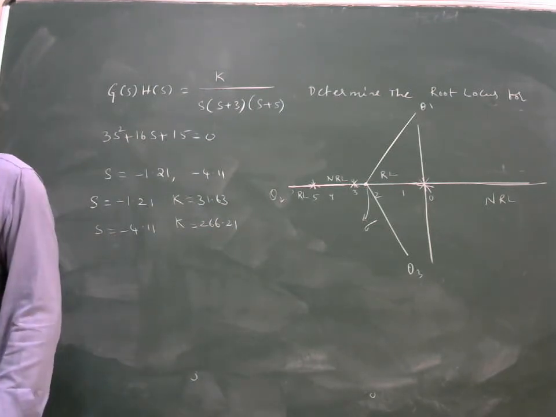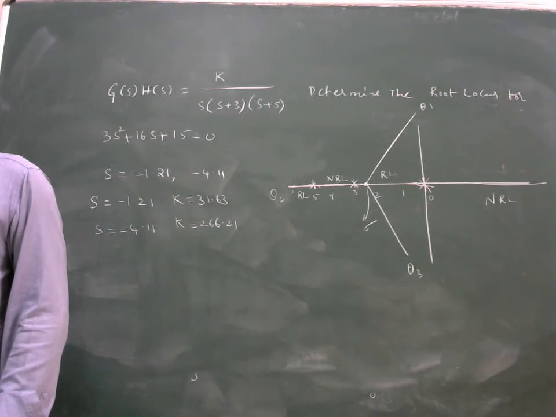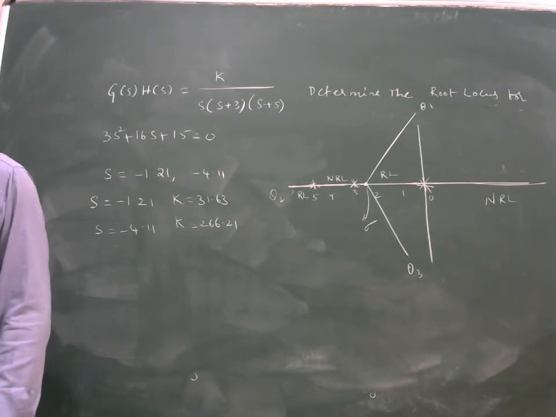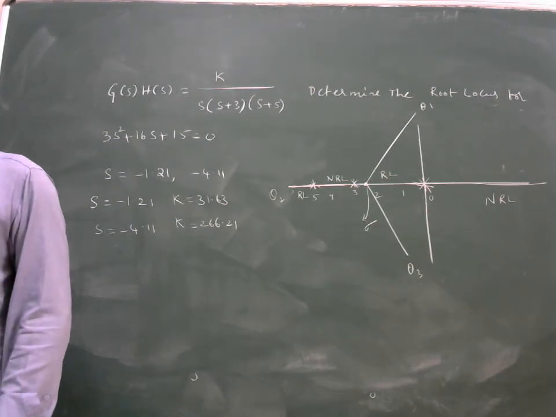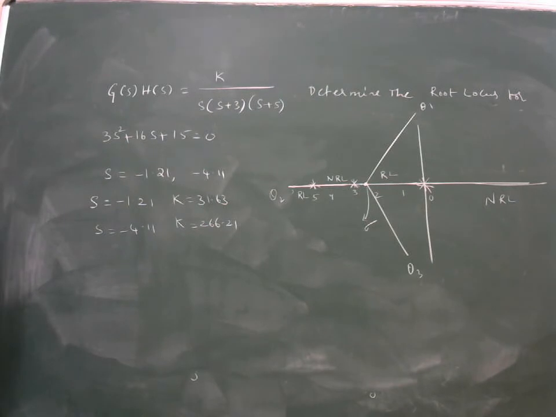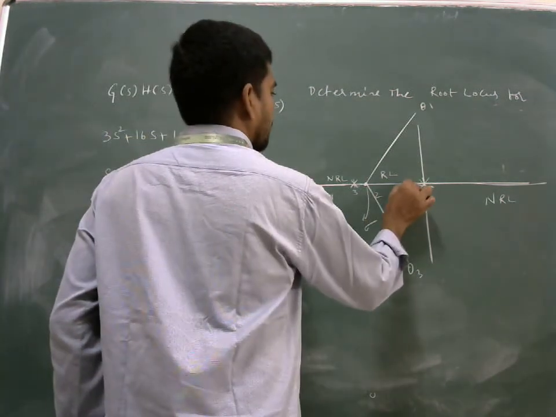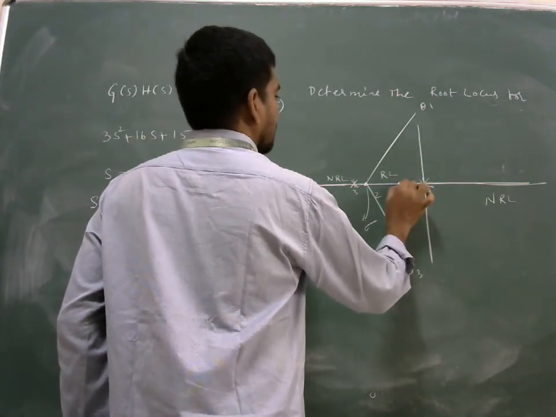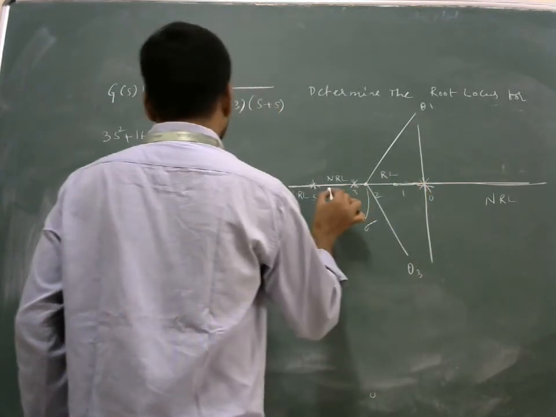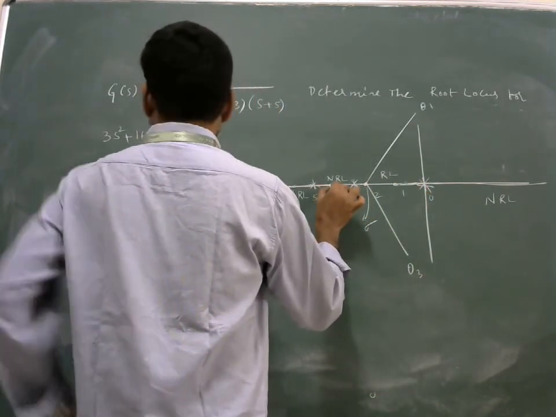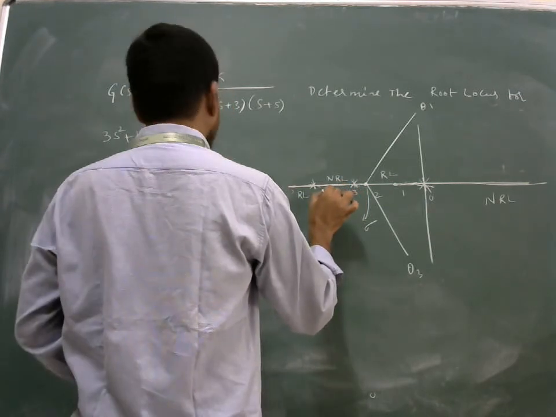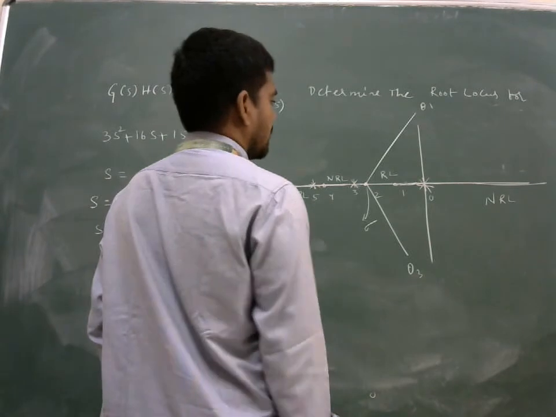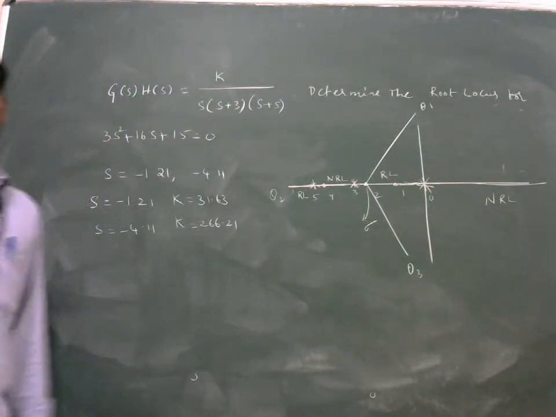Both k values are positive, so both the values are valid breakaway points. That is s is equal to minus 1.21 and s is equal to minus 4.11. These are the 2 points we are going to get.